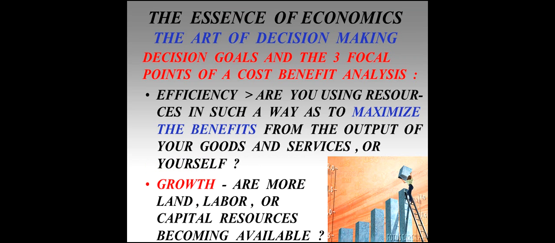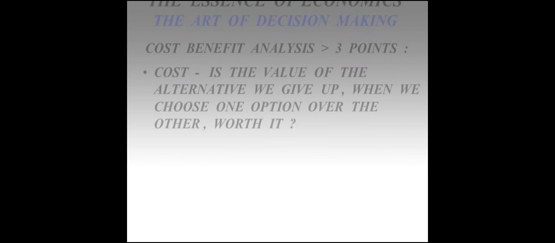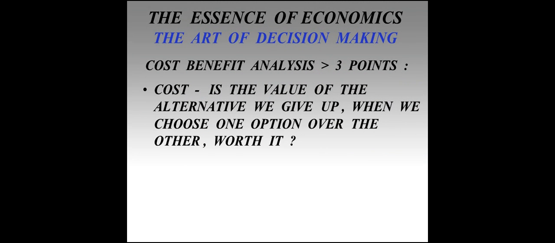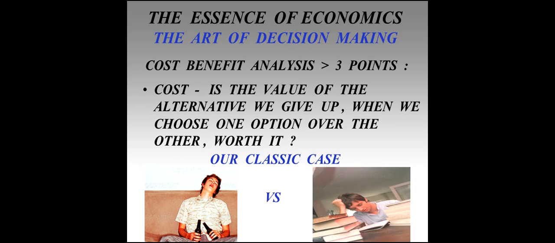A second goal for decision making is to try to ensure that growth is occurring. And what we mean by growth is, are more land, labor, or capital resources, the factors of production, becoming available as a result of the decision. And our third goal for decision making and focal point in the cost-benefit analysis is the topic of cost. In any decision you make sure that the value of the alternative that you're giving up when you choose one option over the other is really worth it.